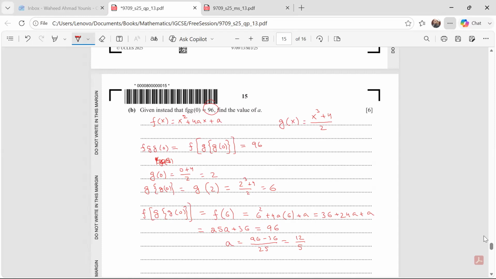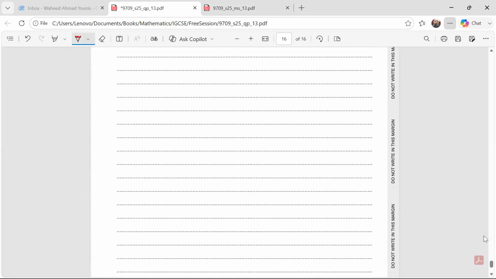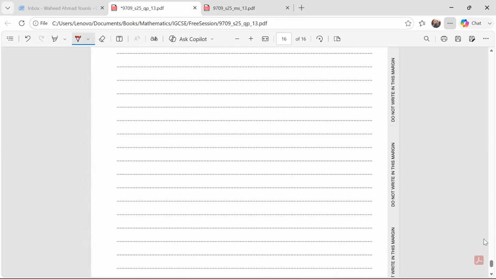Okay, so this was the question part B. This is the initial page. So that's it. That's the end of this exam.